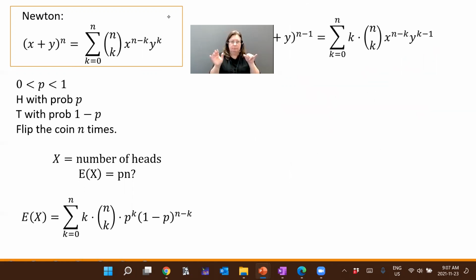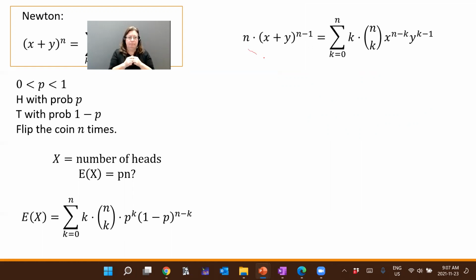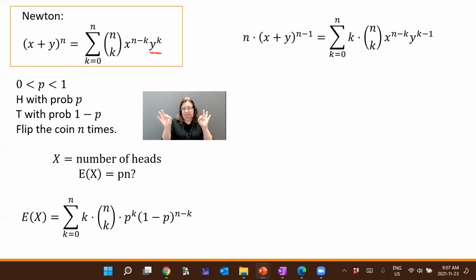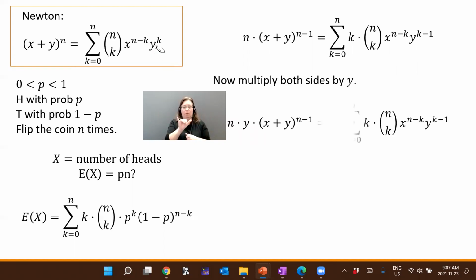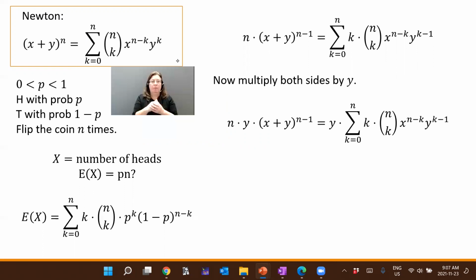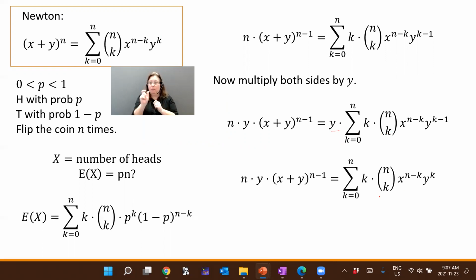So I have this expression now. I want to get to y to the power k, so I'm going to multiply both sides by y. Now y is multiplied by every term in this series. So I get the sum from k equals 0 to n of k times n choose k, x to the n minus k, y to the k, is equal to n times y times (x plus y) to the n minus 1.